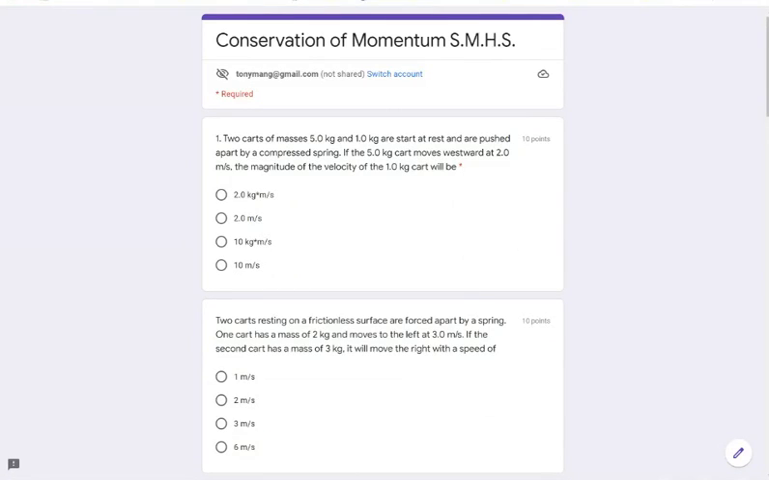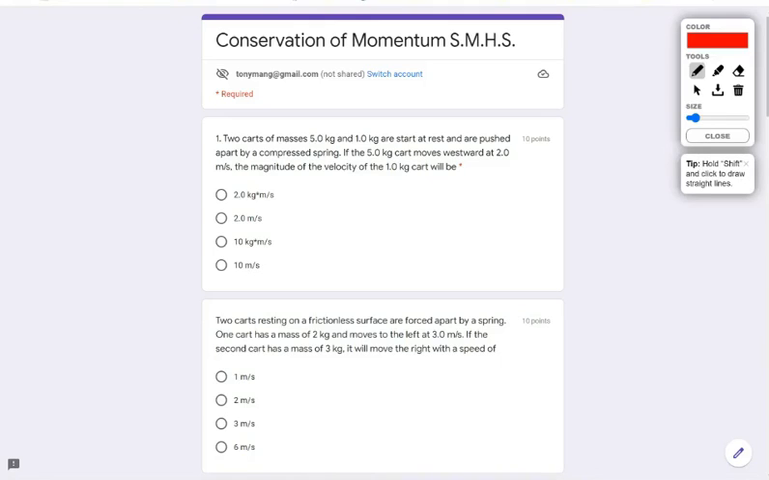But let me do a few for those of you who didn't show up. Everybody asks me, look at this: two carts, 5 and 1, start from rest. You know what that tells me when I see that? It tells me that m1v1 equals m2v2. So that should trigger right there. They start from rest and they're pushed apart by something. That's what I'm looking for.